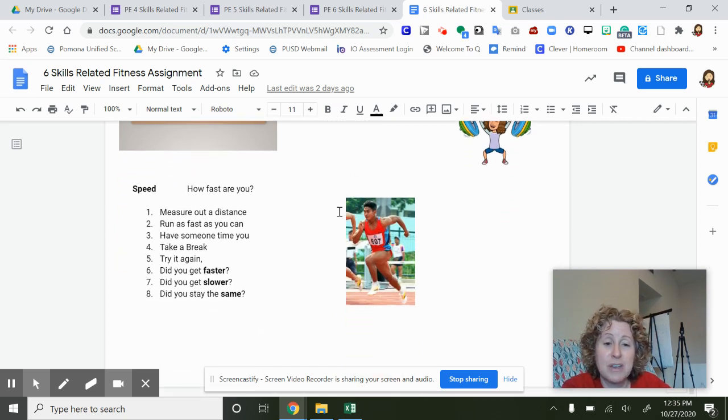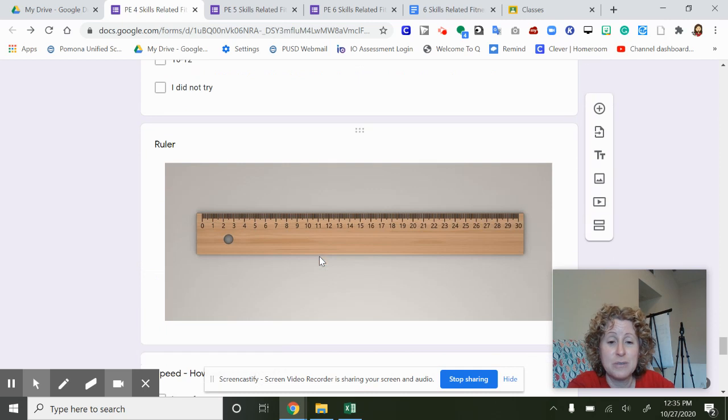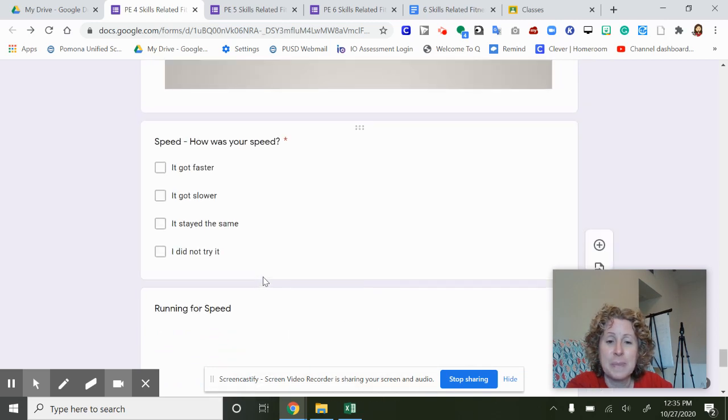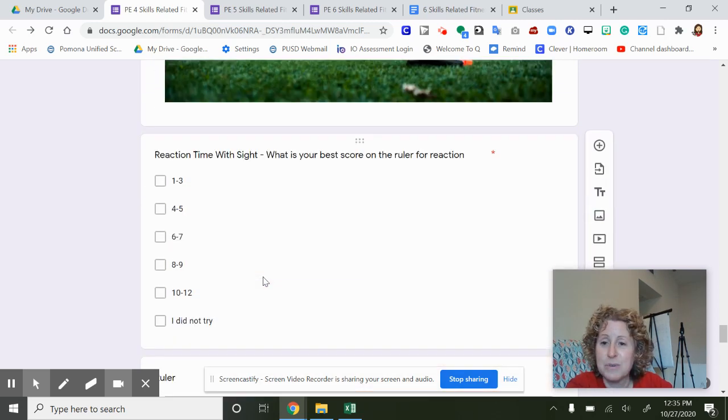And this one, if you can measure out your distance, which I would say put a shoe somewhere, put another shoe somewhere else, maybe down a hallway, run back and forth, see how you do. Are you faster? Are you slower the second time? Or are you the same? And then please go back to the Google form and tell me if you did it faster, slower, or stayed the same. And reaction time is in here too.